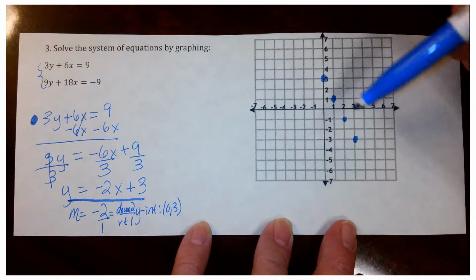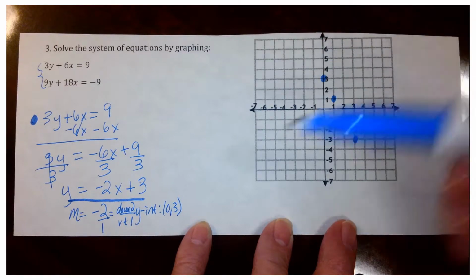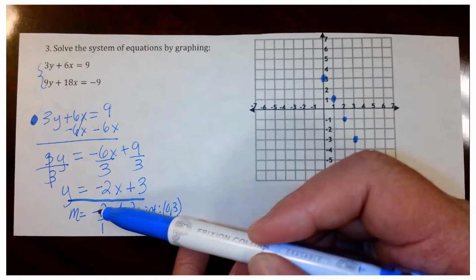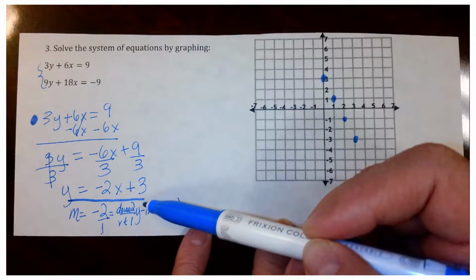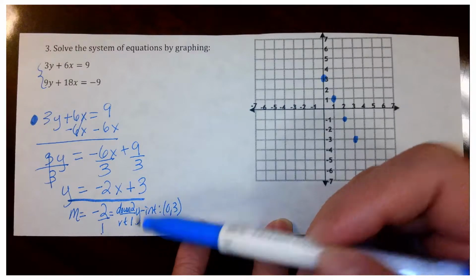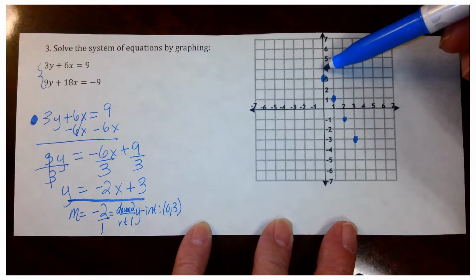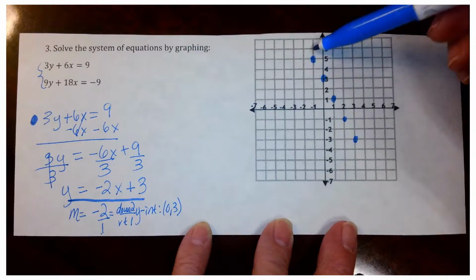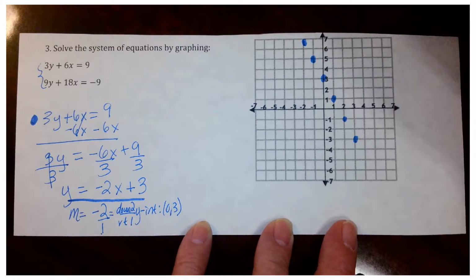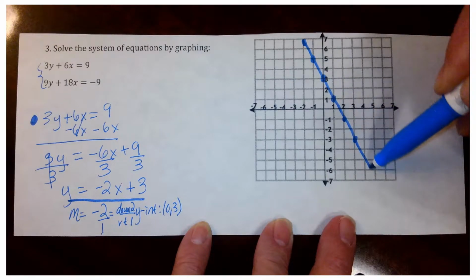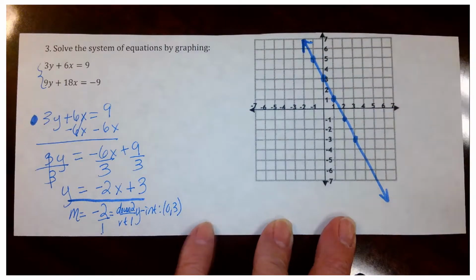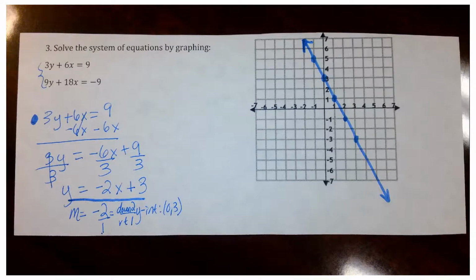Now, if I wanted to go back the other way, I could move this negative, and instead of putting it on top, I could put it on bottom. So if I did that, I would go up 2, left 1. So let me show you that. Up 2, left 1, up 2, left 1. And we get an idea of what this line is going to be. Okay, so that's that first equation.